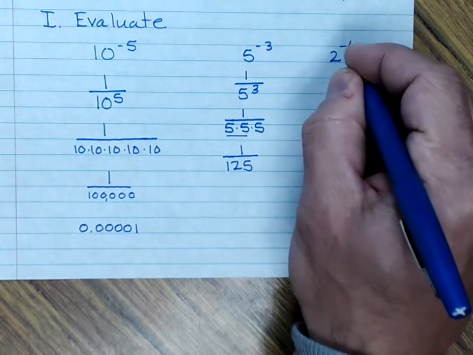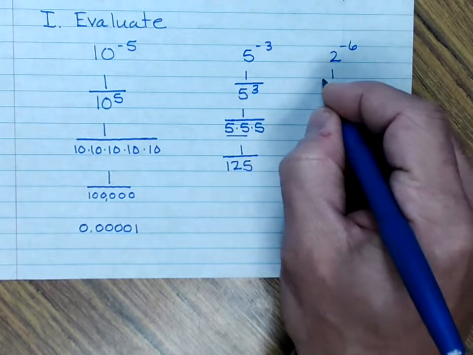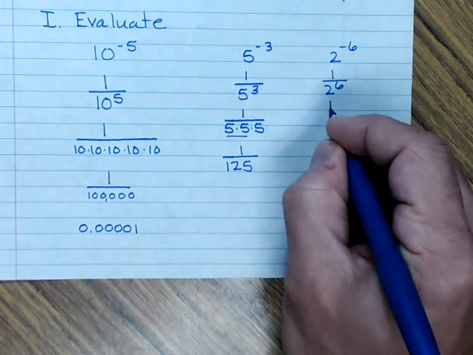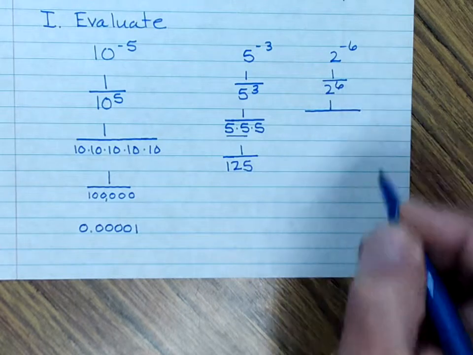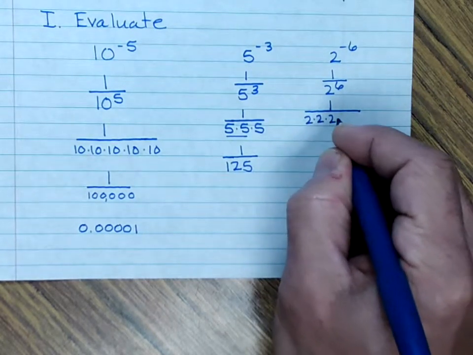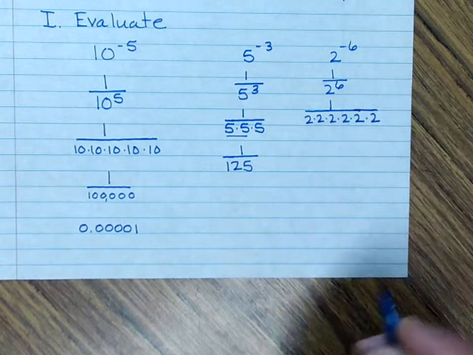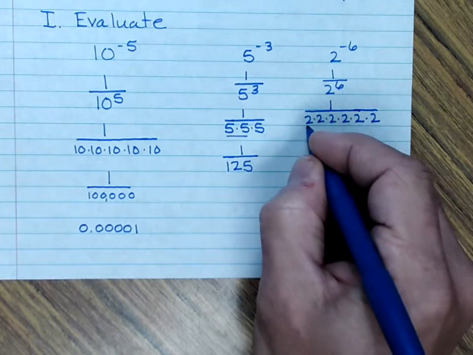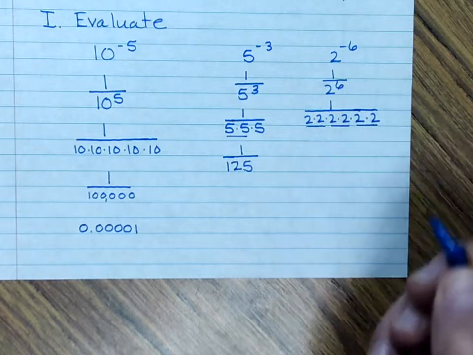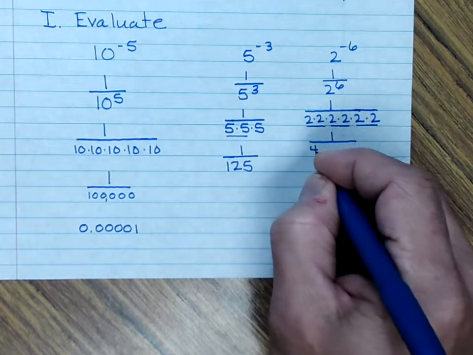So this is 2 to the negative 6th power. So again, that's 1 over 2 to the power 6. Then that's going to be 1 over, and we need 6 2's. Go ahead and multiply by pairs. 2 times 2 is 4, 2 times 2 is 4, and 2 times 2 is 4. I'm going to write that down just because it's a better visual.